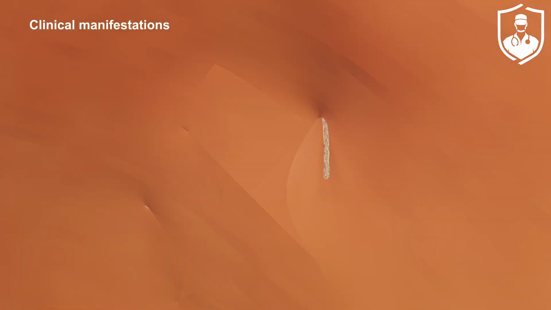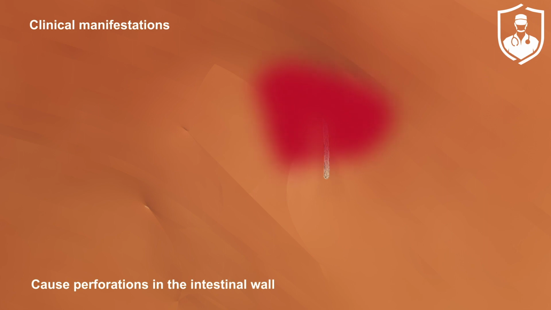Anemia. The adult worm ingests blood. Also using their suckers they cause perforations in the intestinal wall, causing further blood loss.